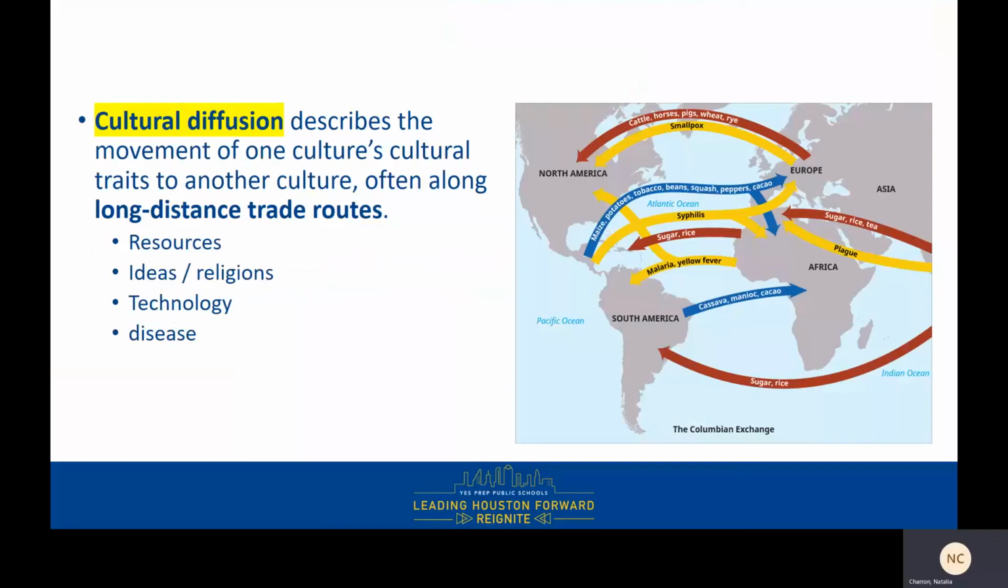And our last concept is cultural diffusion, describing the movement of one culture's cultural traits to another, often along long-distance trade routes. So when resources, ideas, religions, technology, and even diseases move from one civilization to the next, that's cultural diffusion. Often this happens along trade because throughout history, before modern technology, people who traded goods long distance were the people who physically moved from one civilization to the next, carrying ideas and technology and disease with them. And you will see more of this in today's classwork.